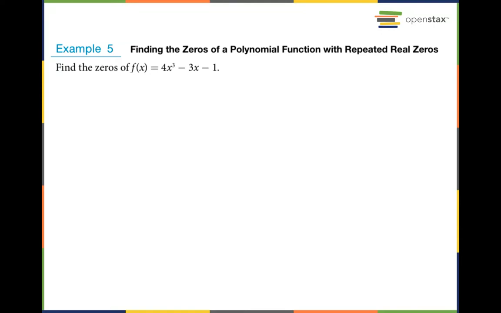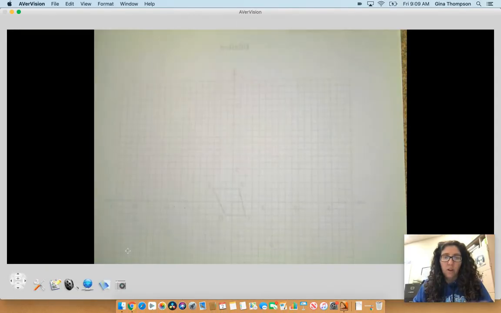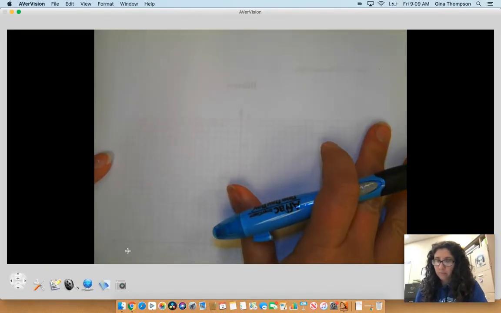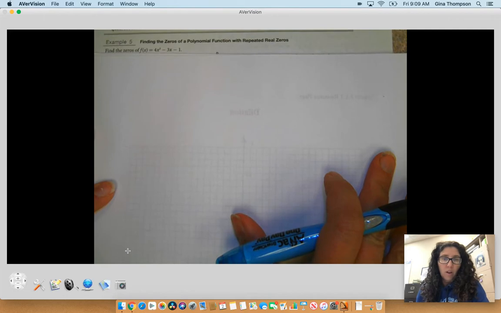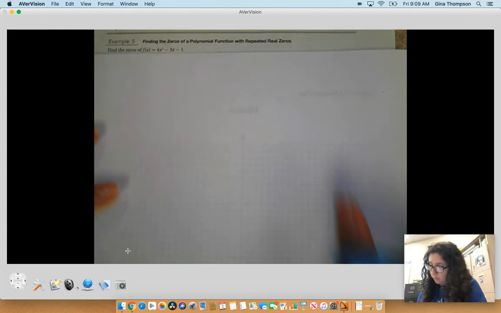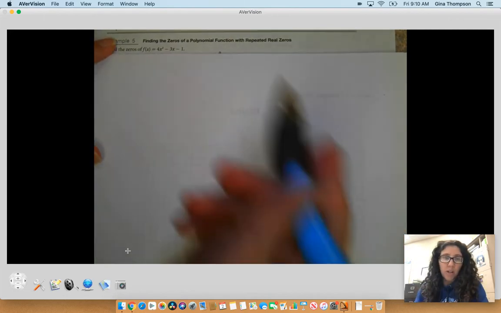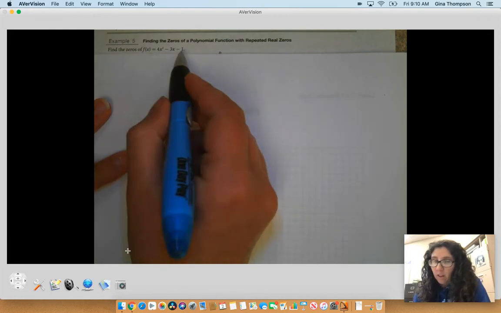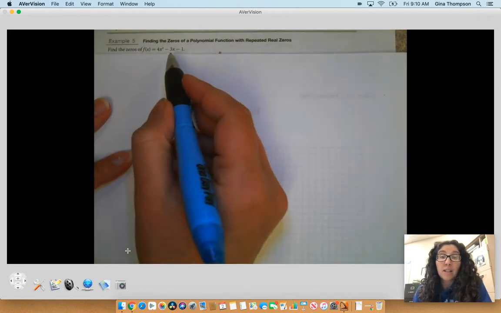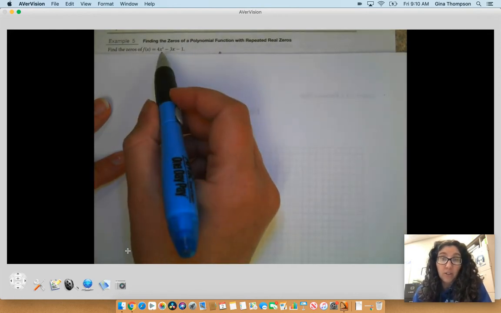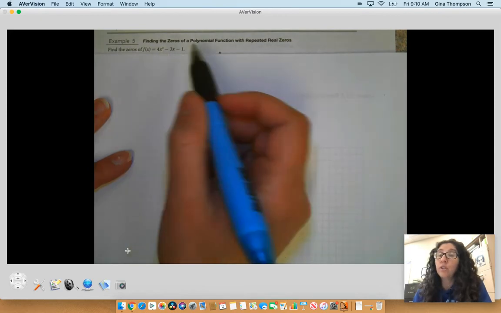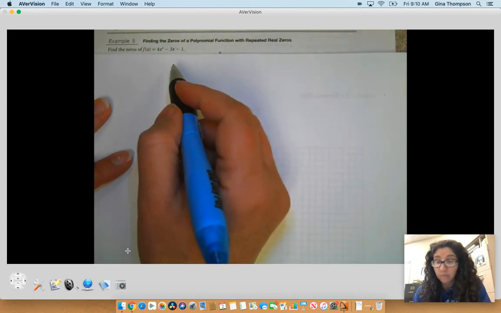Example 5. Find the zeros of this polynomial, 4x cubed minus 3x minus 1. All right, so just like last time, it's asking us, but this time it's actually asking us to find all the zeros, whether they're rational, whether they're complex, whatever, okay?